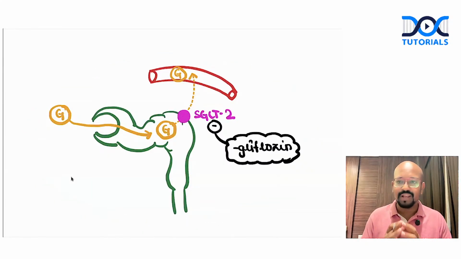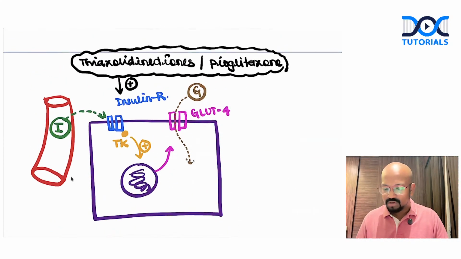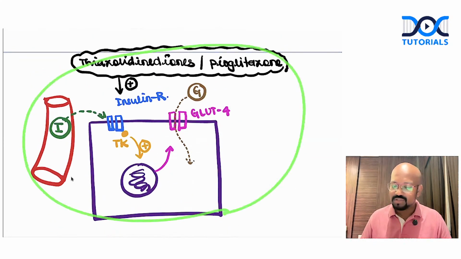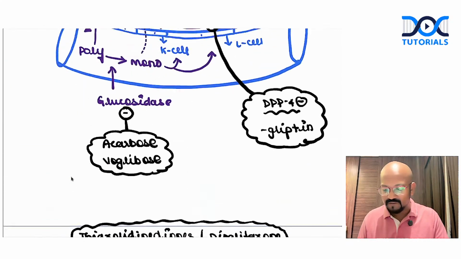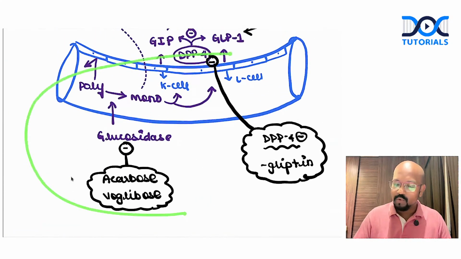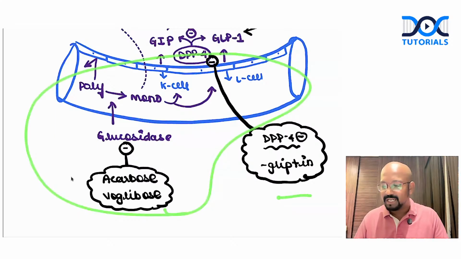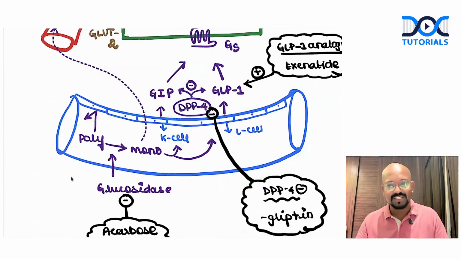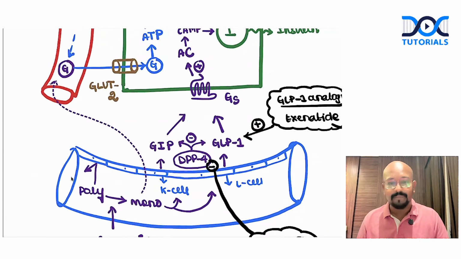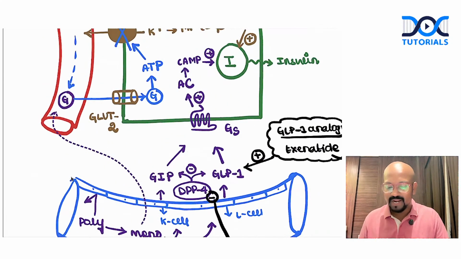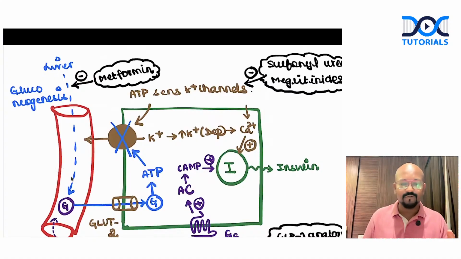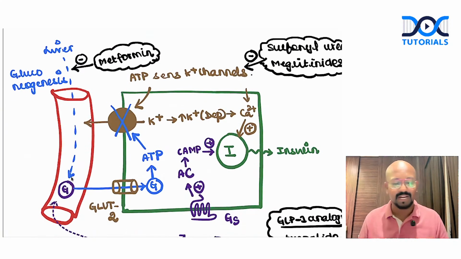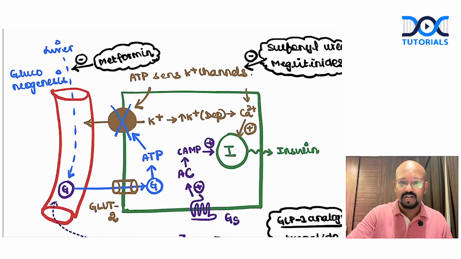The other points which you have learned from your theory would be more than enough. Whenever you come across a question regarding thiazolidinediones or pioglitazone, this would be more than enough. Again, acarbose or voglibose, this diagram would be enough. Gliptins, you have to draw this diagram, which we have from here till the beta cells of pancreas. GLP-1 analogs, you have to draw. We have already explained what you have to draw. Similarly for metformin, sulfonylurea, and meglitinides. With this, we have completed this particular session.